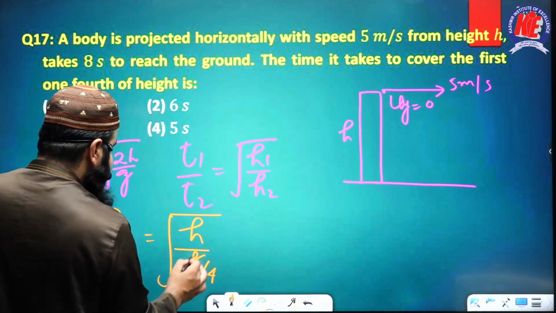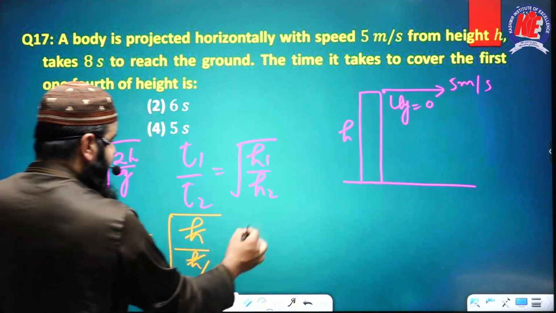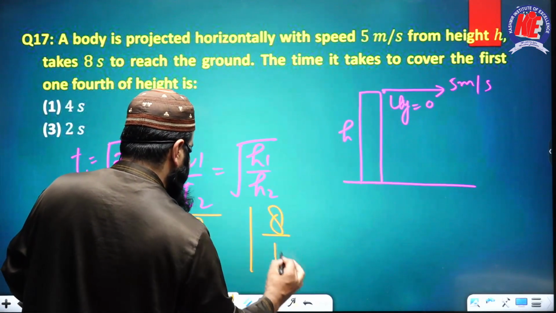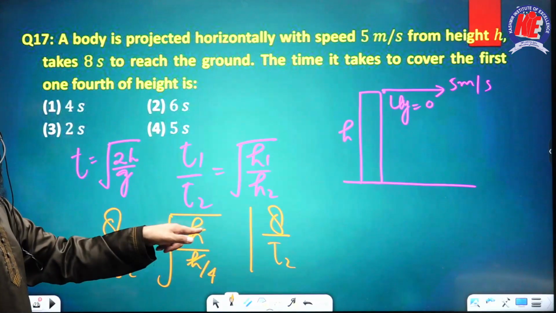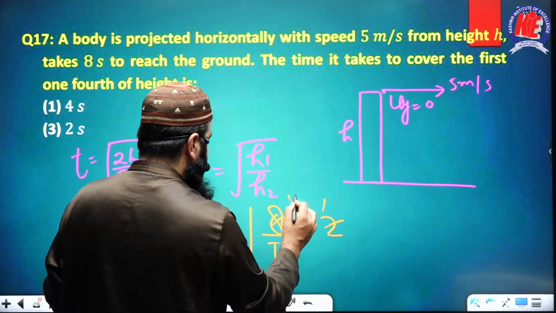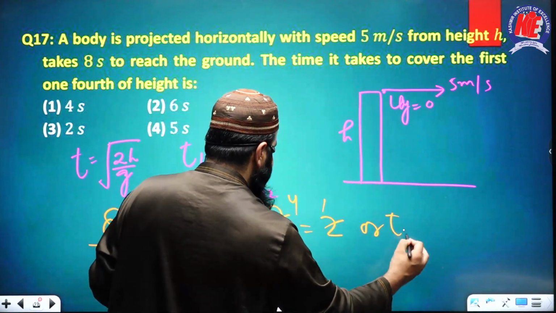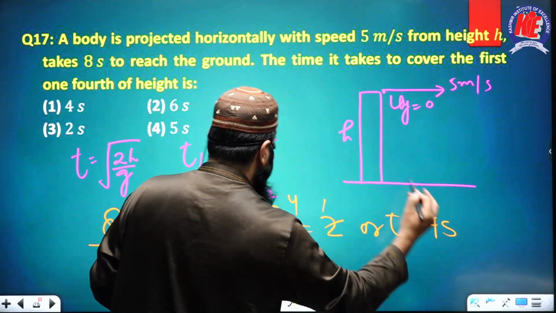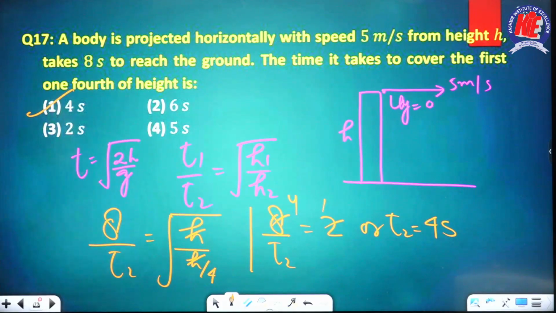From here h and h can be neutralized. So it will be 8 divided by t2. ये 4 न्यूमरेटर में appear होगा. Root of 4 is 2 only. 2 1 r, 2 4 r. t2 को वहां पे लाओ. It implies t2 is equal to 4 seconds. So 4 seconds is going to be the answer.